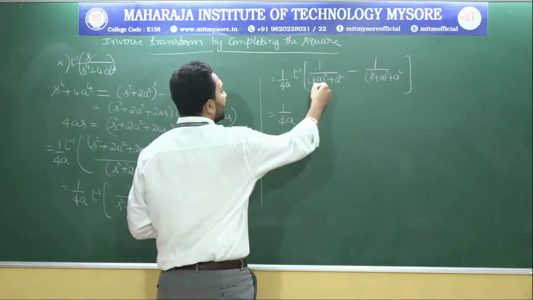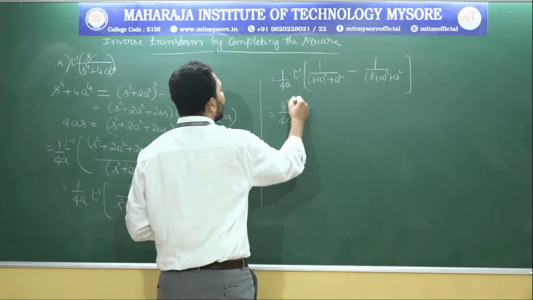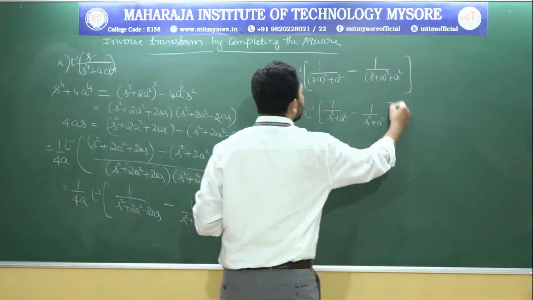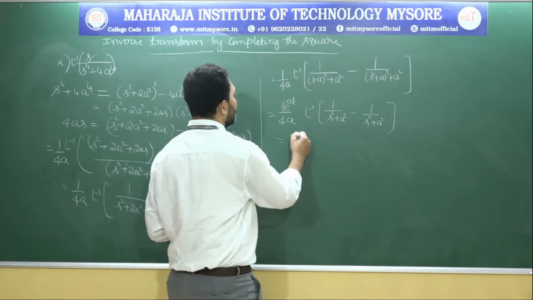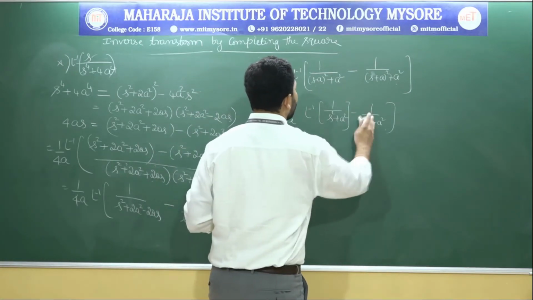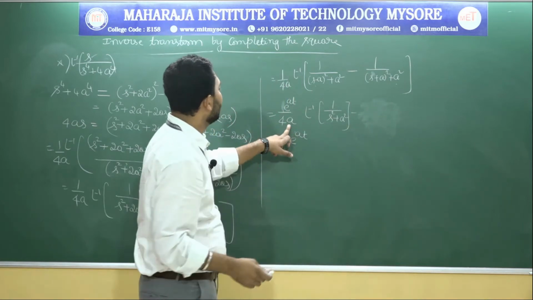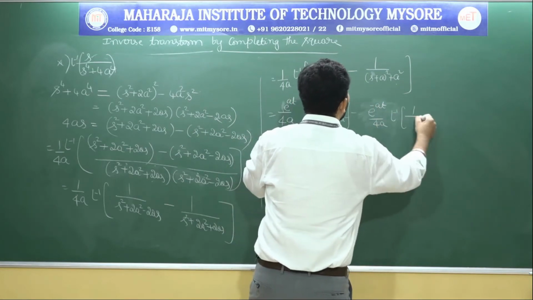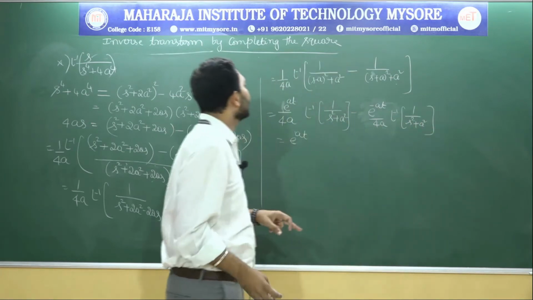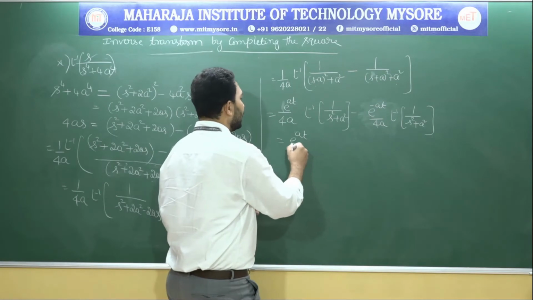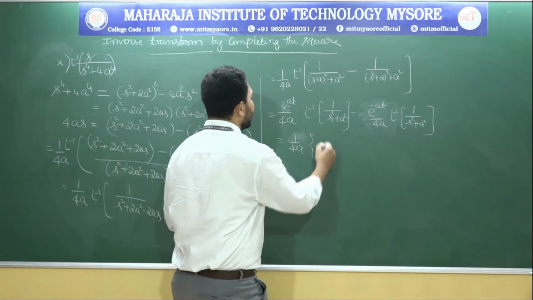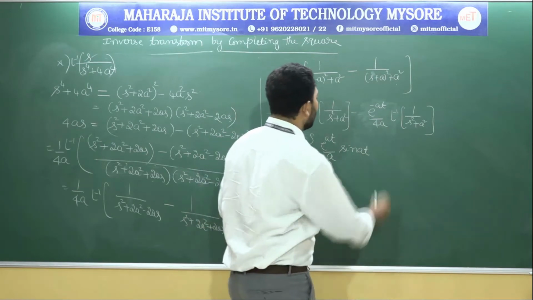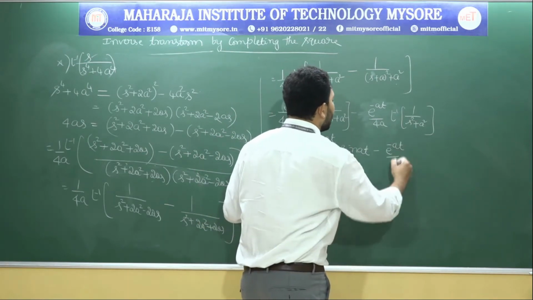So I can apply L inverse of 1 over s minus a, we will get e power at into L inverse of 1 over s square plus a square, minus 1 over s square plus a square. So e power at by 4a, and for this it is e power minus at divided by 4a, and L inverse of 1 over s square plus a square. So I can write this as e power at, 1 over 4a is constant, e power at into 1 by a into sin at, minus e power minus at, again 1 by a into sin at.